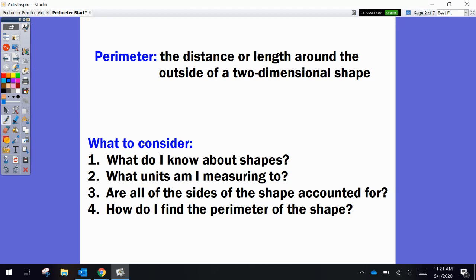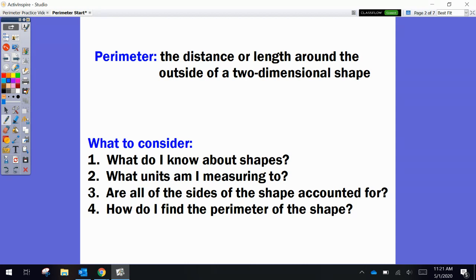Now, things to consider as we go through this unit is what do I know about shapes? You're going to take your knowledge of our geometric shapes to help you find the perimeter of many different things. What units am I measuring in? So if it says inches, we're going to say the label is inches. If it says feet or centimeters, it's feet or centimeters.